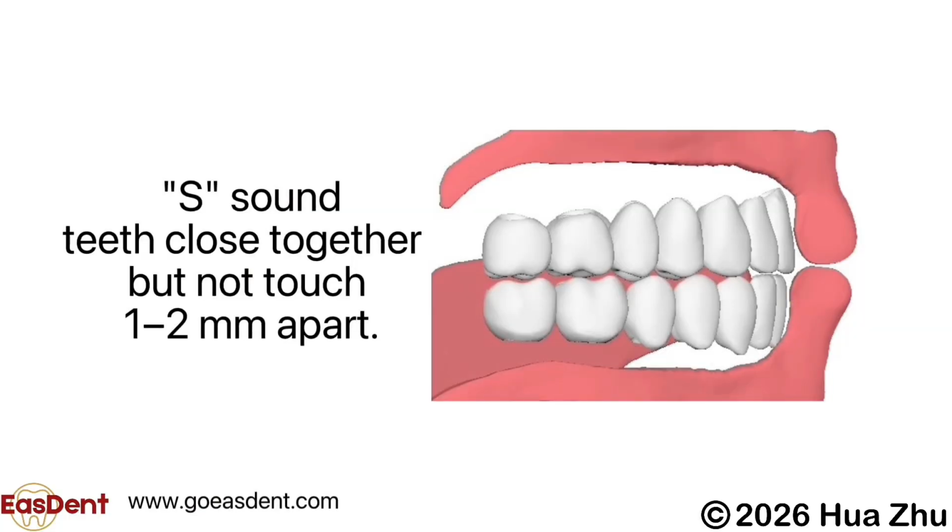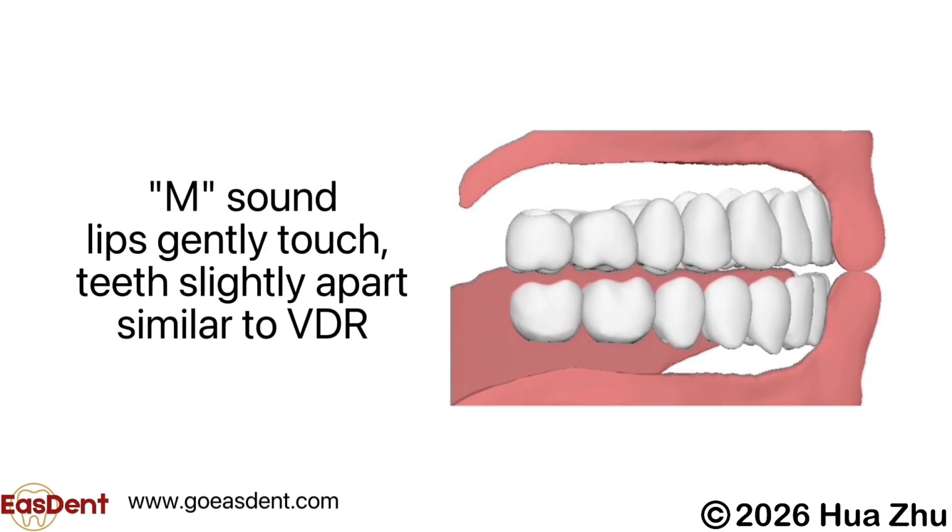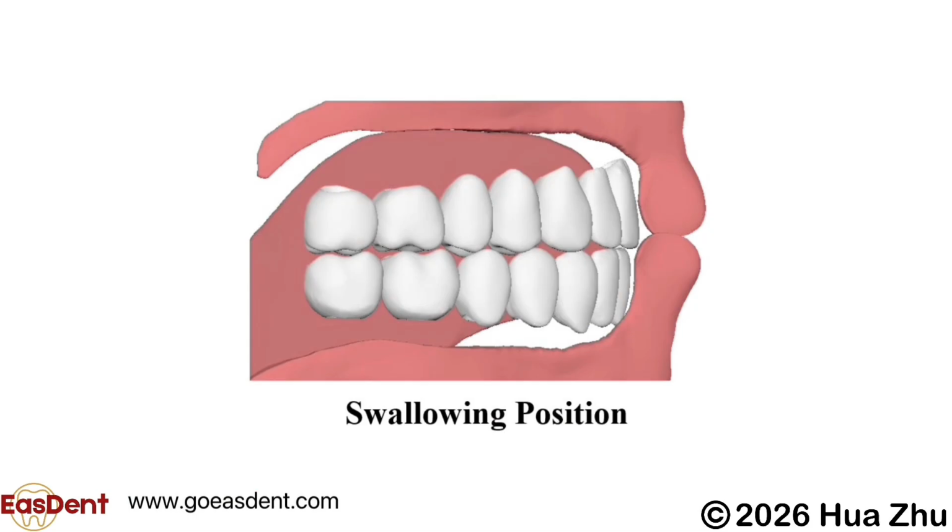Listen to their speech to ensure they can pronounce S and M sounds correctly. Mississippi. When pronouncing the S sound, the teeth should come close together but not touch, usually remaining about 1 to 2 millimeters apart. During the M sound, the lips should gently touch and the teeth should be slightly apart, a position close to the VDR. Observe the patient swallowing to check for any difficulty. During swallowing, the mandible naturally returns to a position where the teeth make contact.